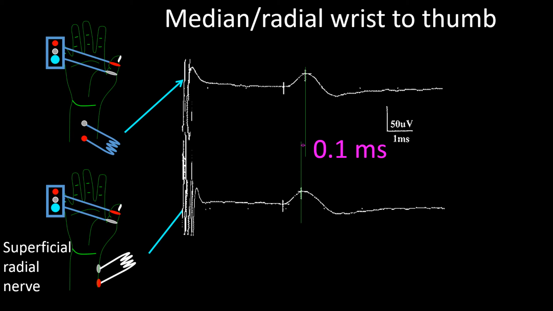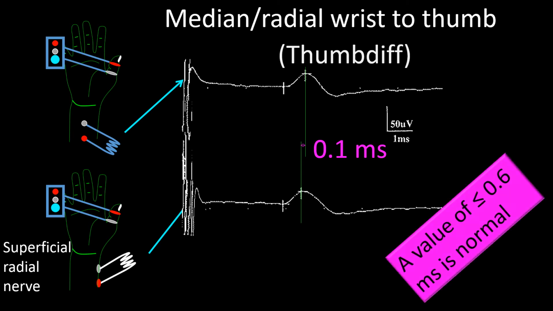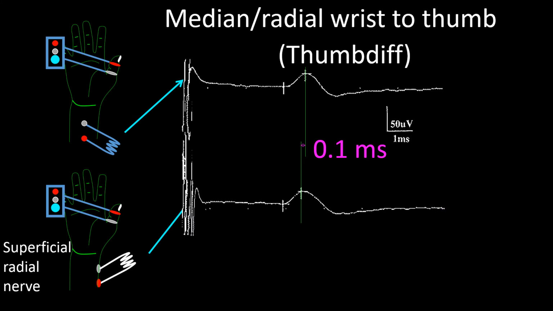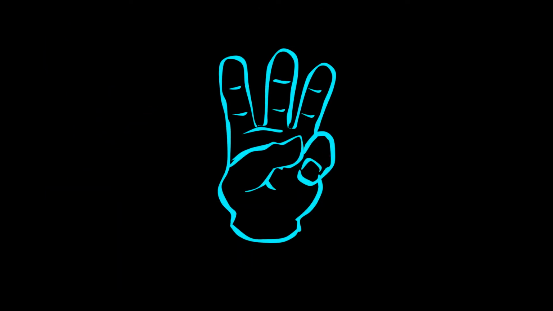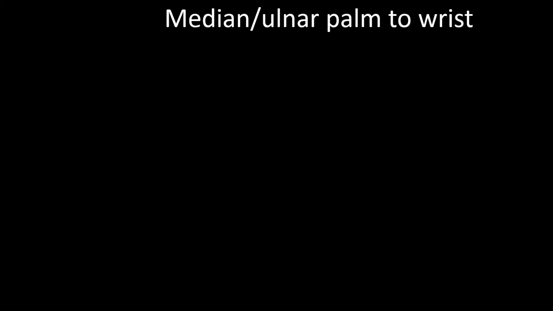The difference in their peak latency in this case was 0.1 millisecond. A normal value is when the difference is less than 0.6 milliseconds. Therefore, in this case, the result was normal. This test is colloquially called the thumb diff test. The third test is the median and ulnar palm to wrist test.